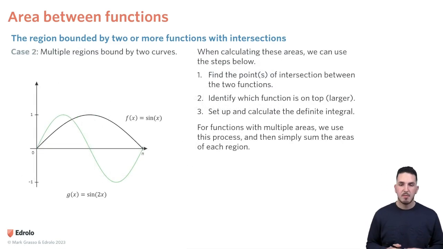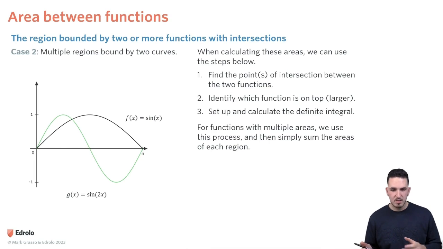The region, again, bounded by two or more functions with intersections. So we've got multiple regions bound by two curves as our second case. When calculating these areas, we can use the steps below. We want to find the points of intersection, similar to before, identify which function is on top, set up and calculate the definite integral as our final step. For functions with multiple areas, we use this process and then simply sum the areas of each region.